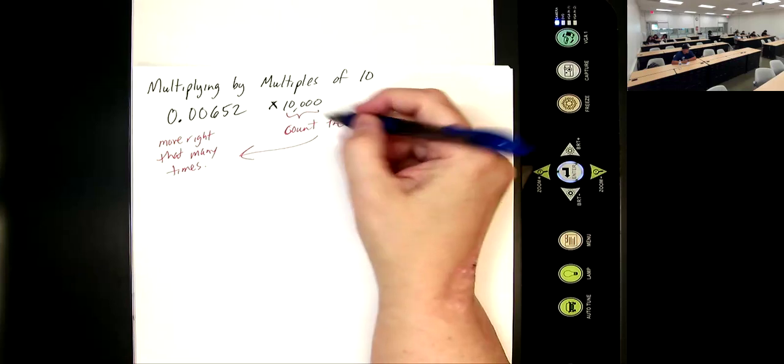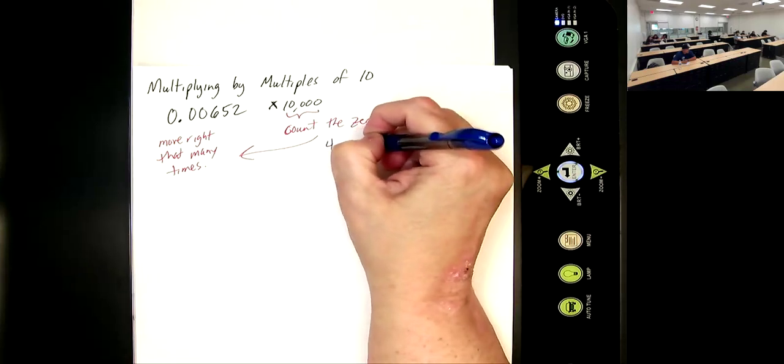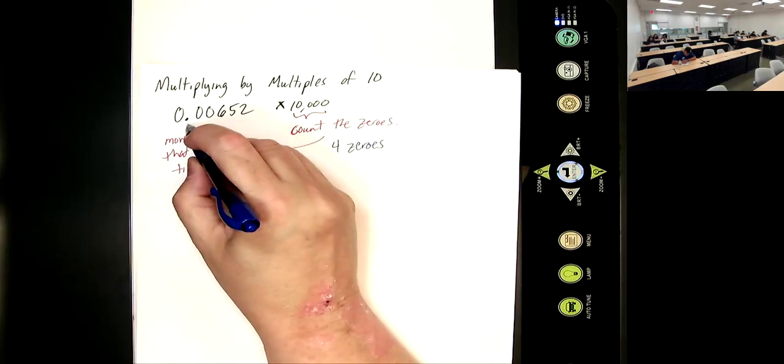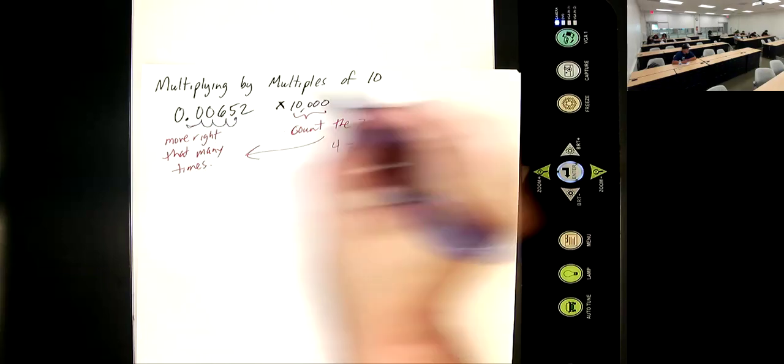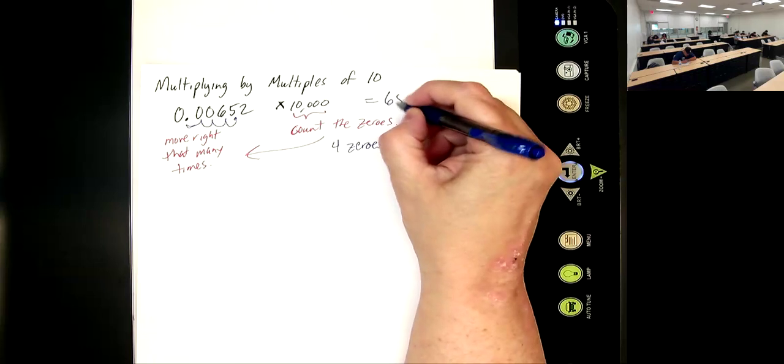So I have 4 zeros here. I will move the decimal point right 4 times. And this ends up being 65.2.